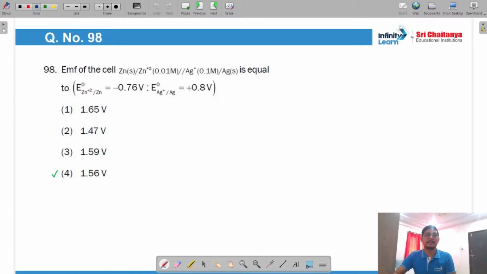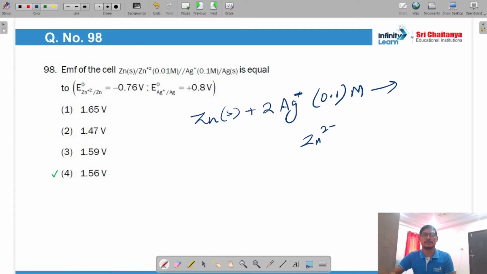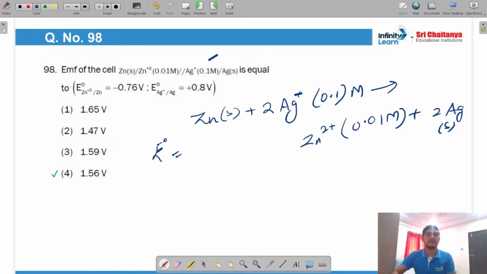EMF of the cell. If you try to write the balanced chemical equation, this would come out to be this. Zinc is undergoing oxidation and silver is undergoing reduction. So the equation is this, guys. Now, what would be the E naught cell for this? E naught cathode minus E naught anode, and the cathode is silver. So this is 0.8 volt minus, anode is zinc on the left side, so minus 0.76 volt. So this is 1.56 volt.